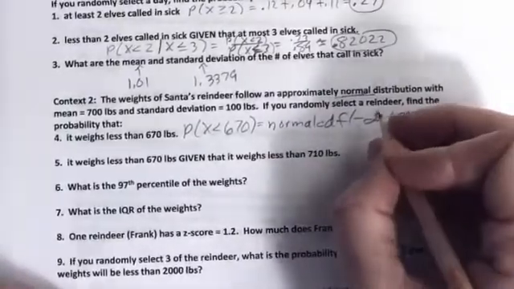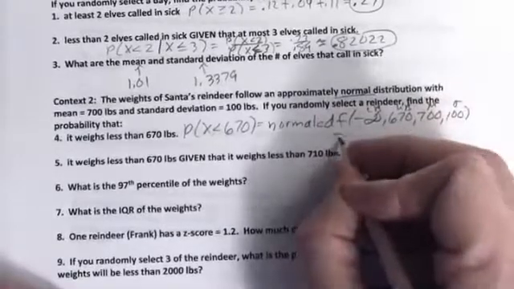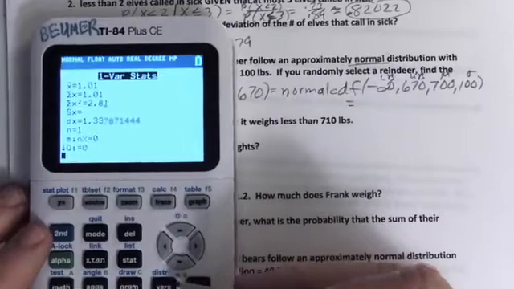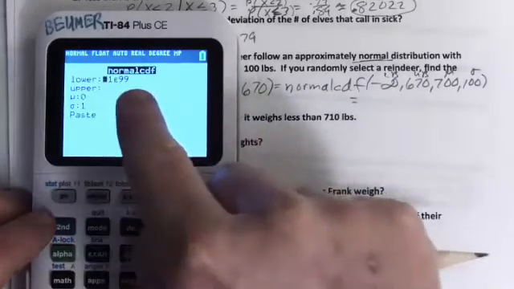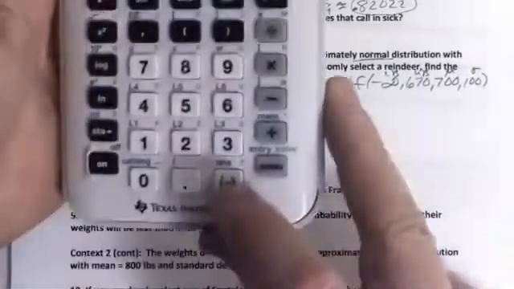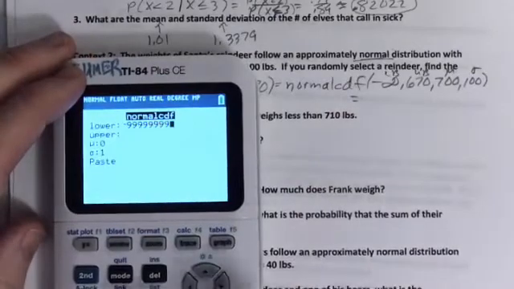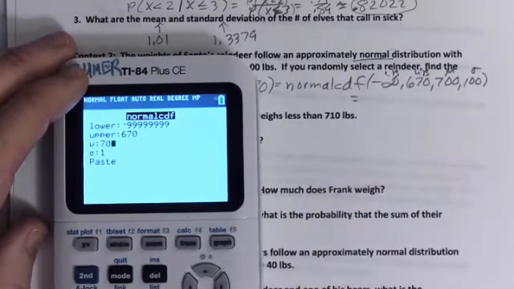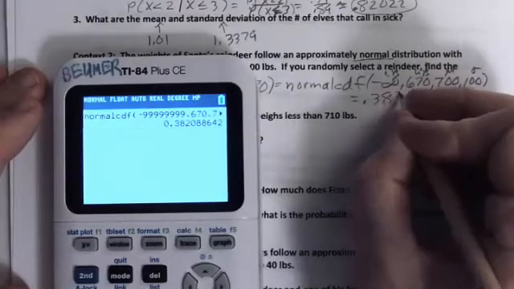Make sure to label it LB for lower bound, UB for upper bound, mu and sigma. Remember, the normal CDF is in the distribution menu right above the vars button. So you go second distribution, normal CDF. Negative infinity, you just hit the negative sign, not the minus sign, and then you can just hit like negative 9 billion or something like that. The upper value is 670. The mean is 700, and the standard deviation is 100. This is just a stock normal CDF problem. Really, we did this in chapter 2. And that would be 0.38209, let's say.